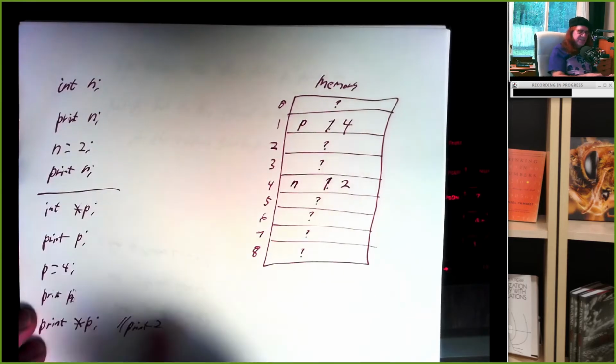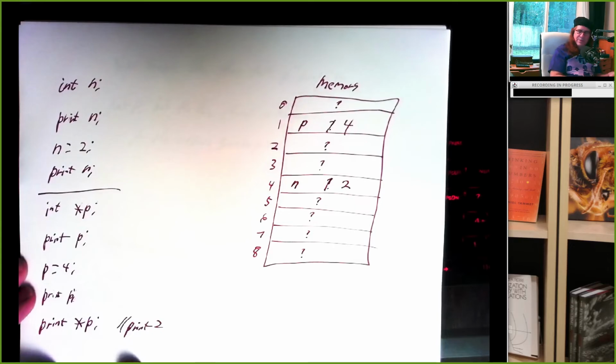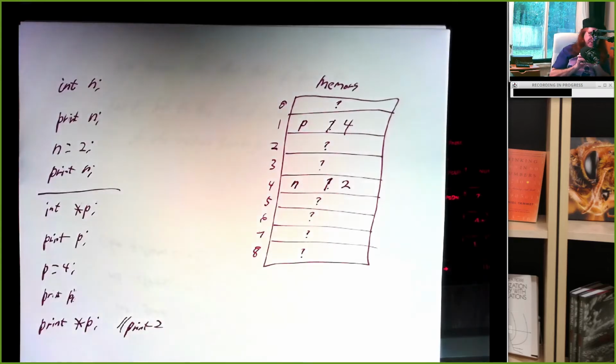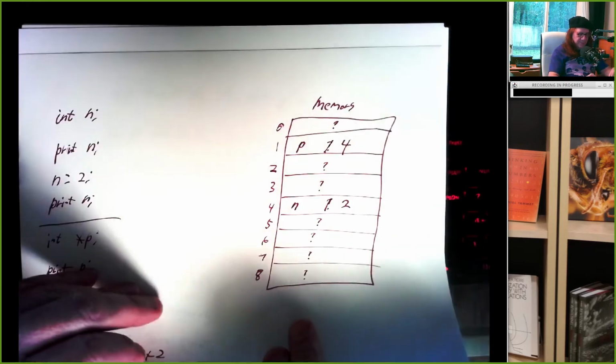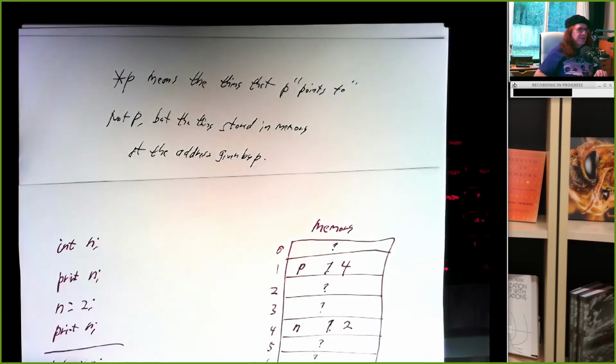Alright, so is this making sense so far? Why star p is going to print out a 2 in this case. Yes, but could you put up that other piece of paper that you had with the meaning of it all? Oh yeah. Because you had it up and then you kind of took it away real fast. Sorry about that. Thank you.